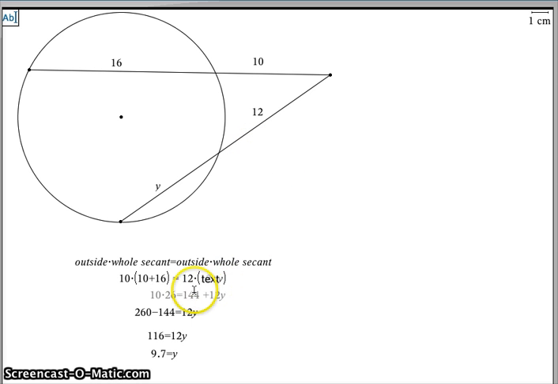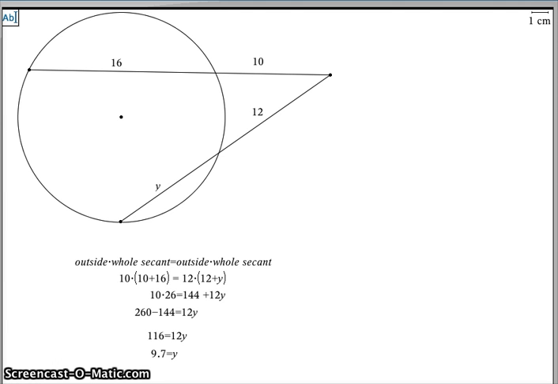And whenever we have a number outside of parentheses like this, we have to make sure that we do the distributive property here. On this one, since we can add 10 and 16, we actually don't even have to do the distributive property. We can just calculate it by multiplying. But I went through this process, did the distributive property, and I came up with a length of 9.7 for the length from this edge to that edge on this circle.